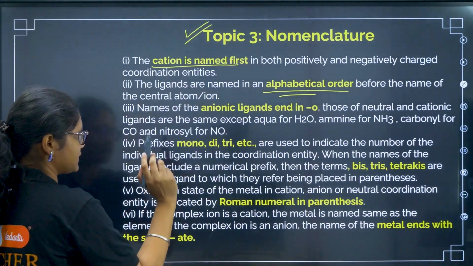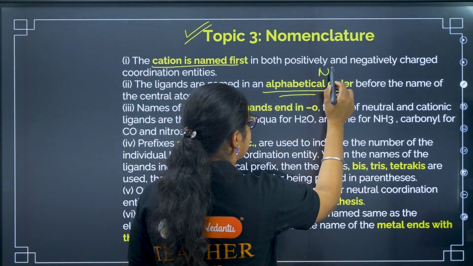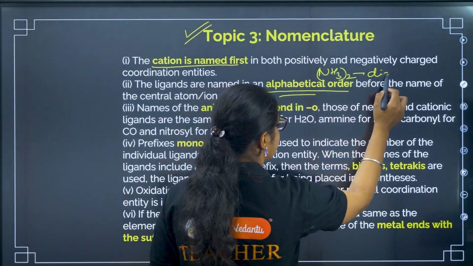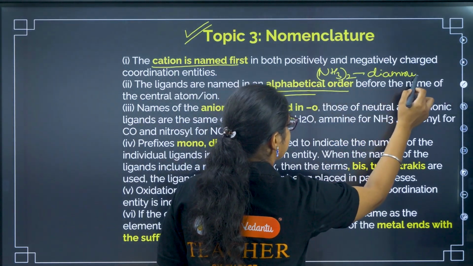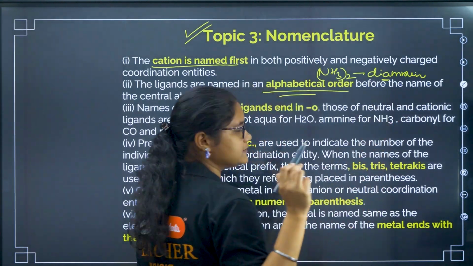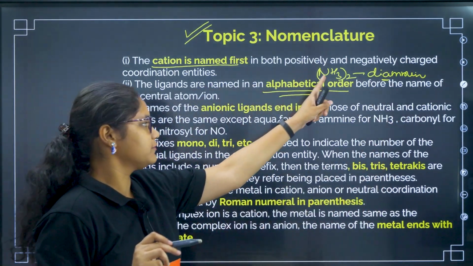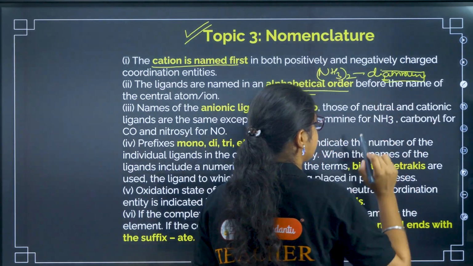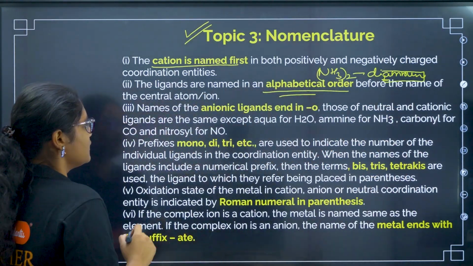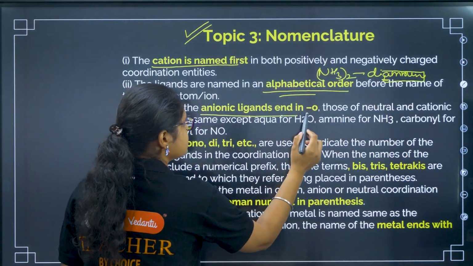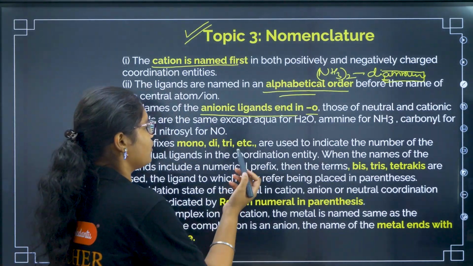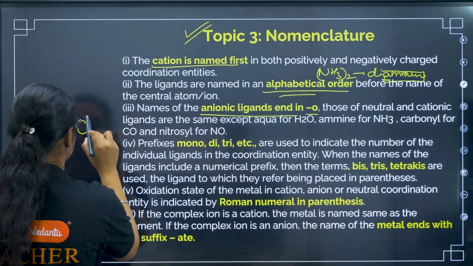For example, there is an NH3 group, two NH3 groups are there. The name is diammine, but here the name you have to consider starts with A, you should not check with D. So the alphabet you have to consider is from the name of the ligand. Next, this is very important: anionic ligands should end with O. For example, for chlorine the name will be chlorido.